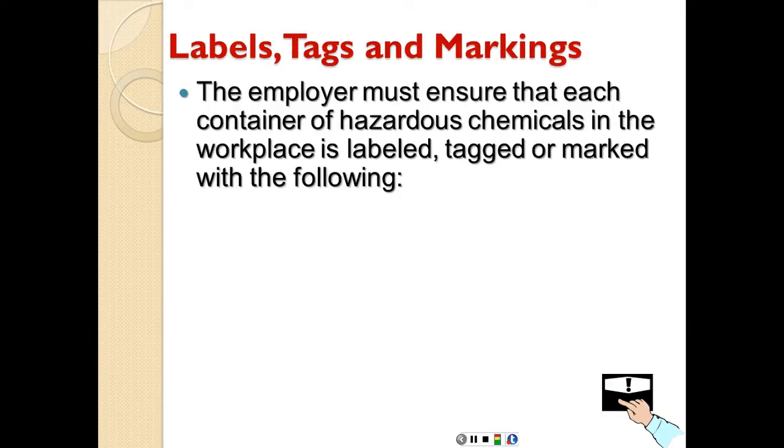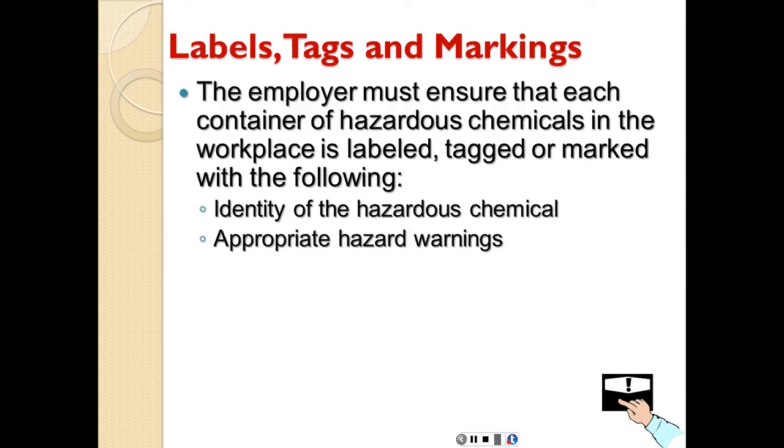The employer must ensure that each container of hazardous chemicals in the workplace is labeled, tagged, or marked with the following: identity of the hazardous chemical, its commercial name, its chemical name, its chemical composition, etc. Appropriate hazard warnings: is it flammable, is it toxic, is it causing irritation?